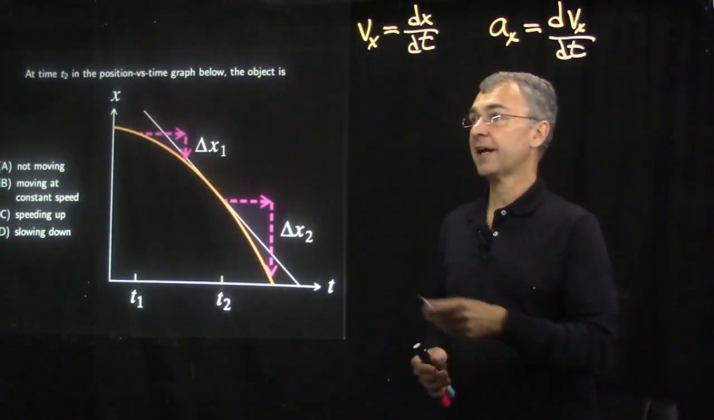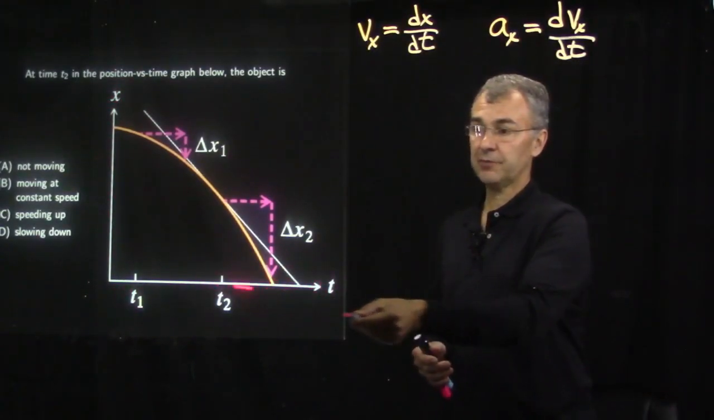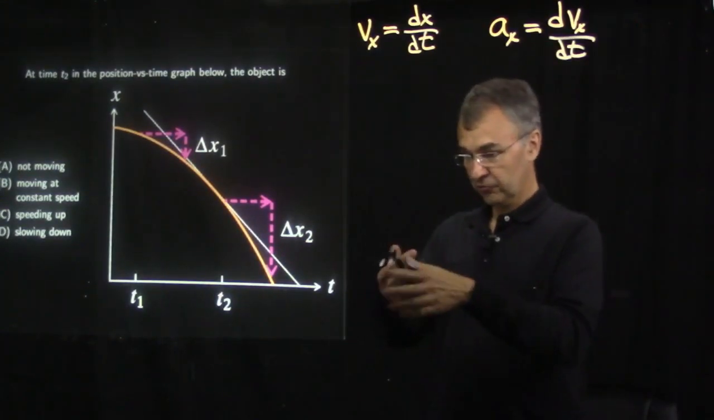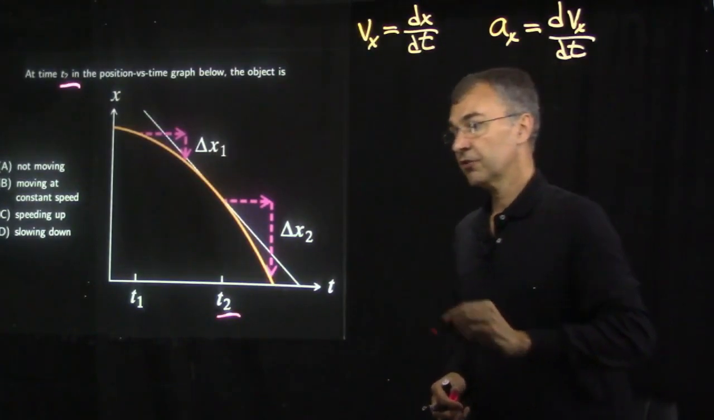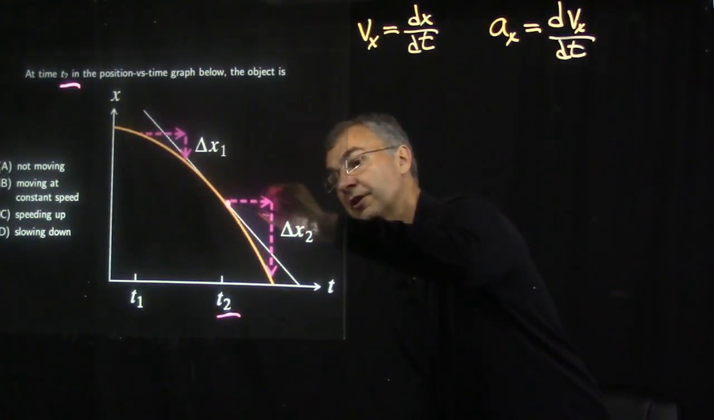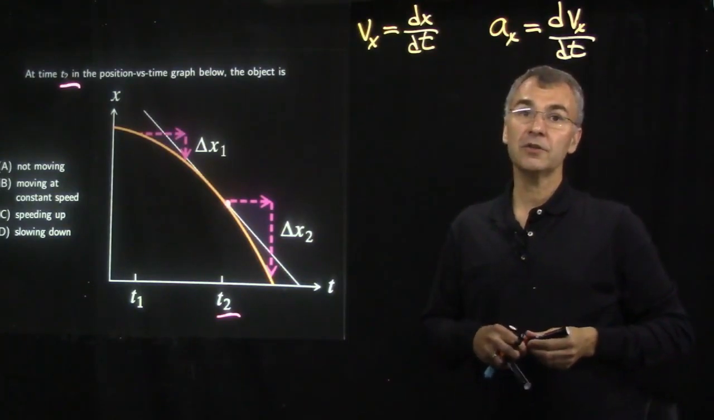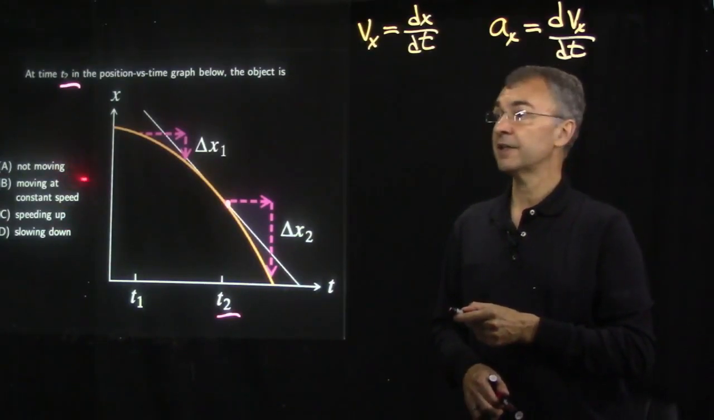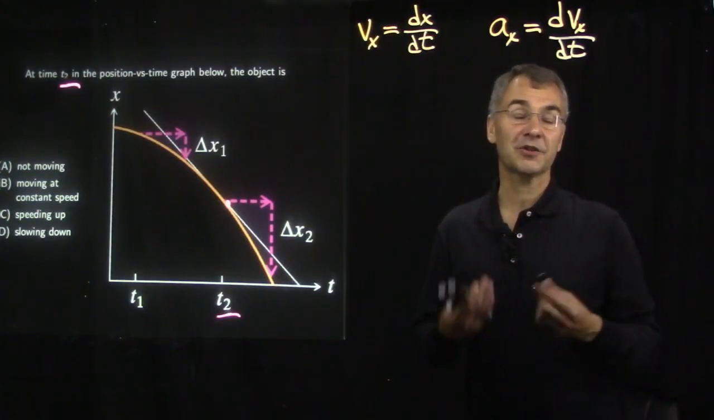So let's start by looking at a graph of position x on the vertical axis versus time t on the horizontal axis. And this graph wants us to focus our attention at time t2, which is over here. So I guess we want to focus on what's happening somewhere around this point. And at time t2, the question wants us to ask, is the object not moving? Is the object moving at constant speed? Is the object speeding up? Is the object slowing down? So let's go through one by one and try to either confirm it or rule it out.